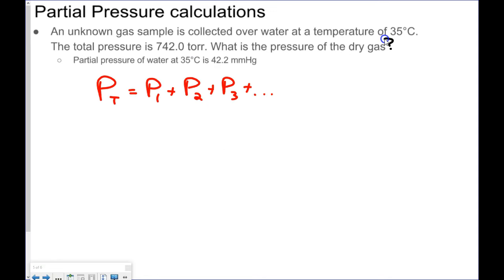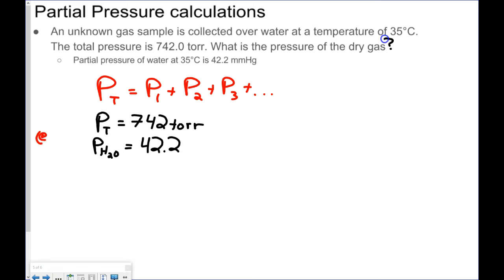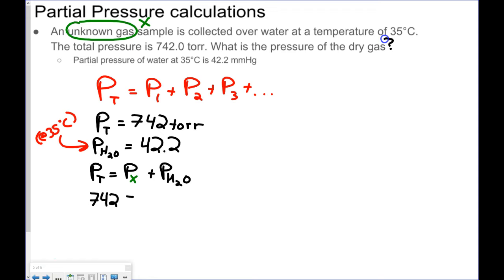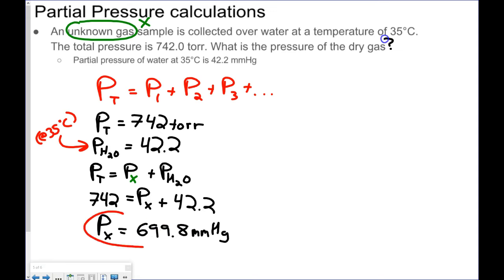All right. Dalton's law again. So total pressure in this case is going to be 742 torr. The partial pressure of the water is going to be 42.2. And remember, that's only at 35 degrees Celsius. It's going to change. So the total pressure of my unknown sample is going to be partial pressure of X plus the partial pressure of water. Total is 742, partial pressure of X plus 42.2. Subtracting that from 742 leaves me with a partial pressure of my unknown gas of 699.8 millimeters of mercury, or torr. That's my partial pressure of my unknown gas.